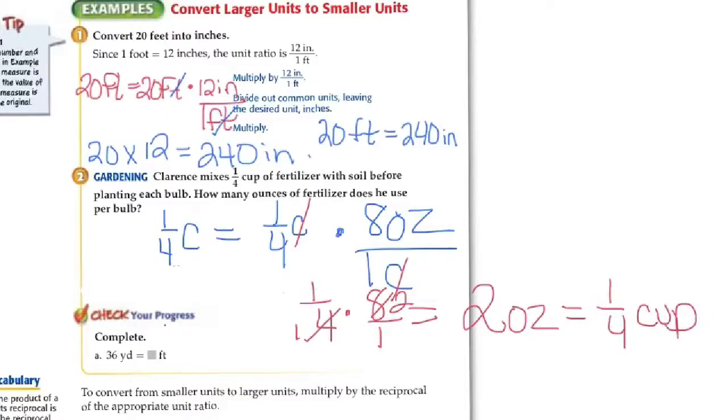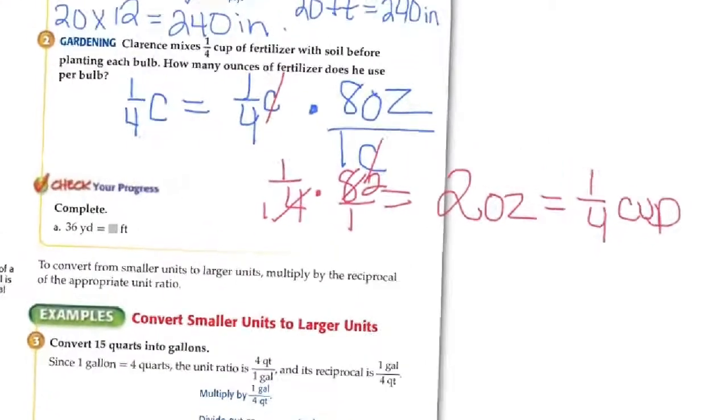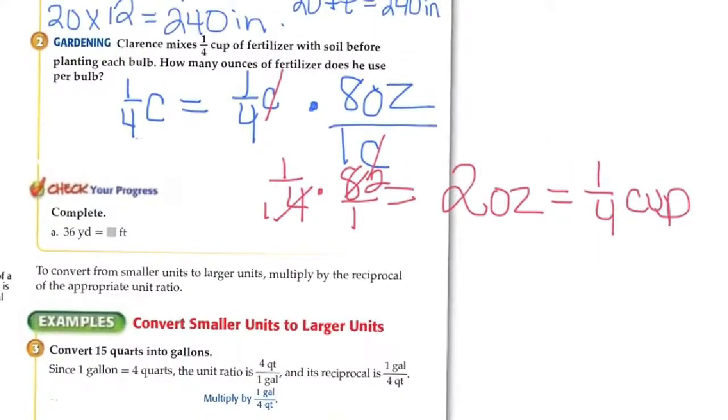Okay, pretty easy, right? Let's try another one here. 36 yards equals how many feet? Okay, well, let's do that. 36 yards times, how many yards are there in a foot? Or how many feet are there in 1 yard? There are 3 feet in 1 yard. That's our unit conversion ratio.